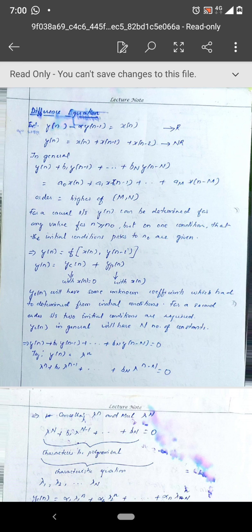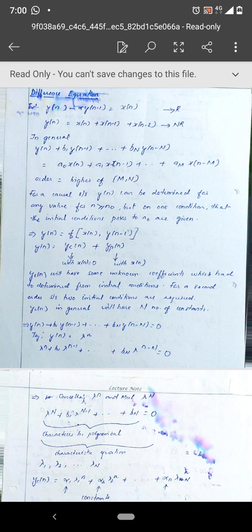Whenever we have a physical system and want to analyze it, we have to model the system mathematically. So how do you model a system mathematically? By representing it either in the form of differential equations or difference equations.